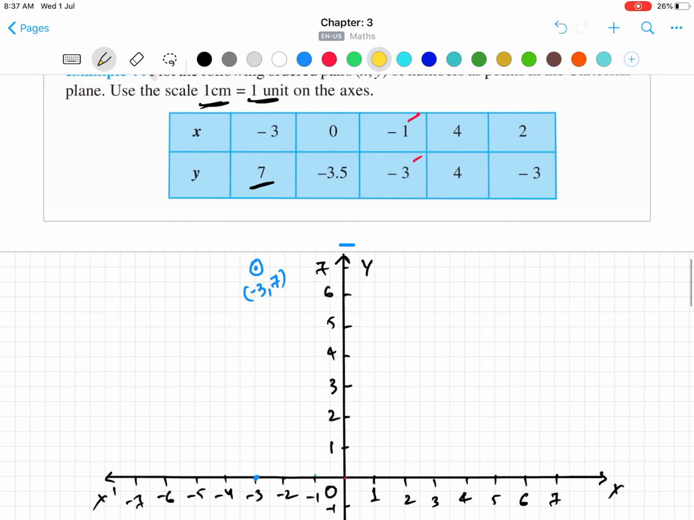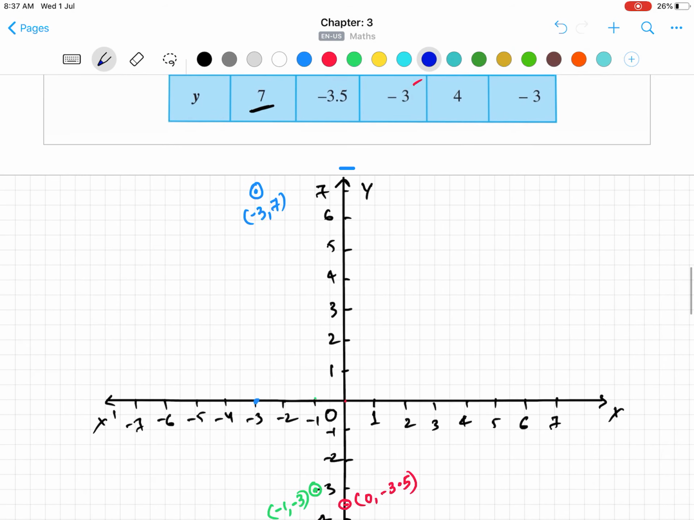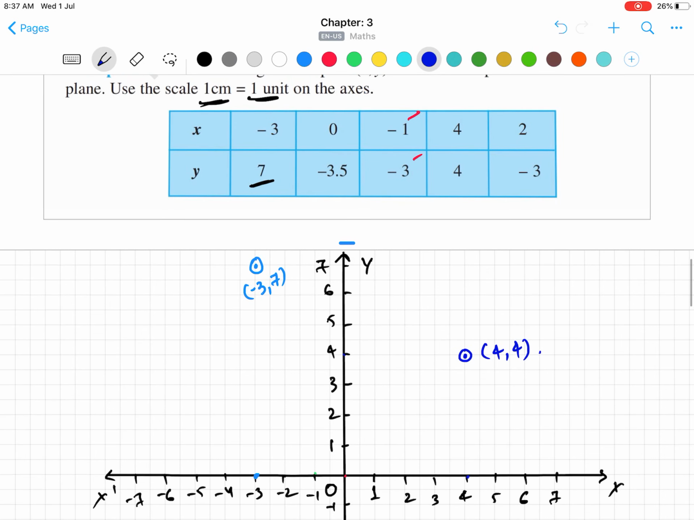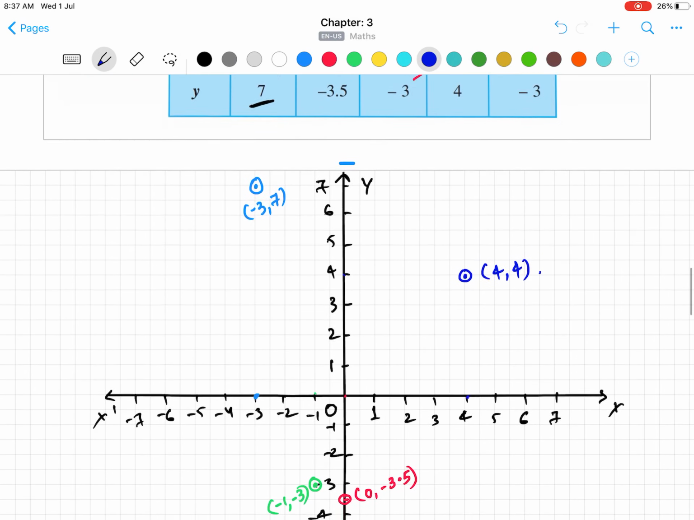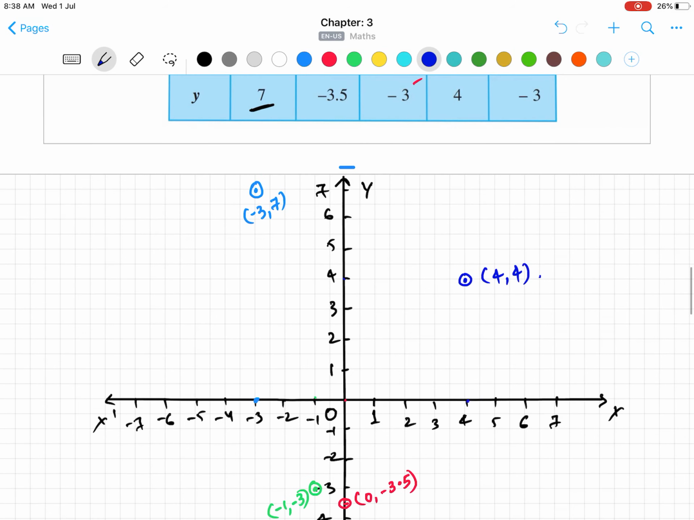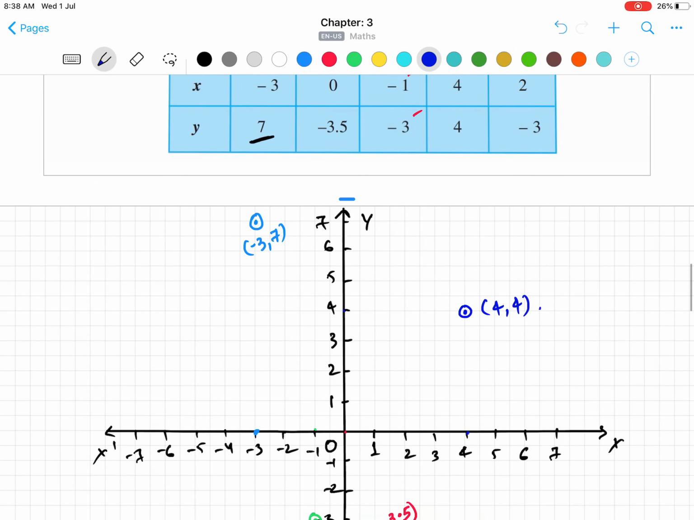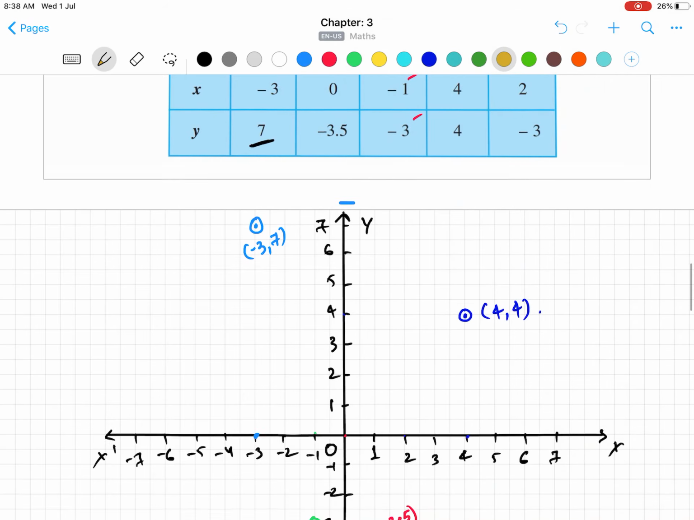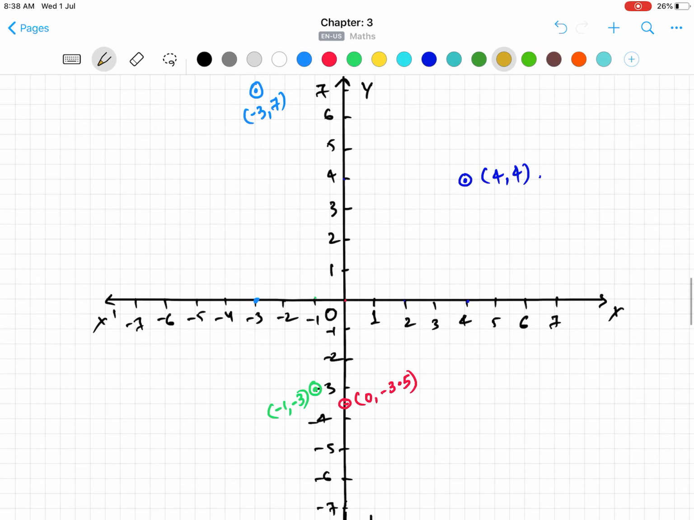Next we have x = 4 and y = 4. Both numbers are positive, which means this will be in the first quadrant. So x = 4 is here, y = 4 is here, so the point (4, 4) will be here. Then we have x = +2 and y = -3. x = +2 means we'll go to the right-hand side, so x = +2 will be here, and y = -3, so we'll go in the downward direction. That point will be here.